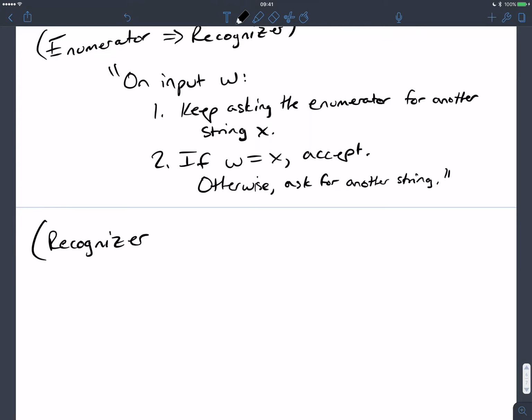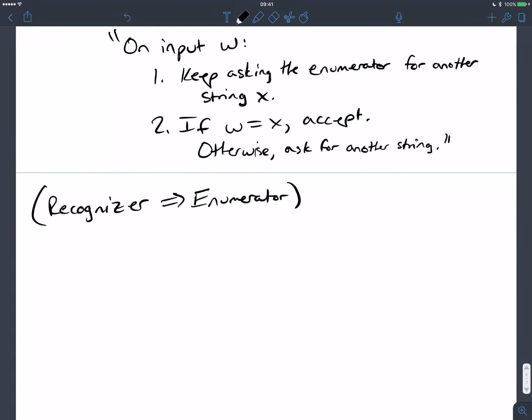So I want to convert a recognizer into an enumerator. This one's a little bit harder, but it's not too bad. I didn't give a name to the enumerator before, so let's make it easier on ourselves and give a name to the recognizer here. Let R recognize the language L. So by definition, L is recognizable, and R is the recognizer for it.